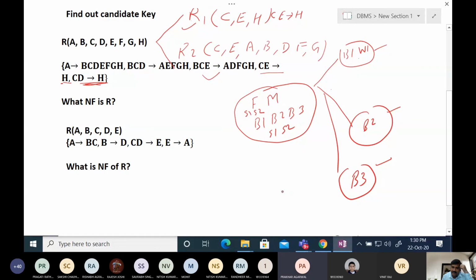Sir, CD determines H. Yeah. So CD determines H is left in R2. Okay, yes, sir. CD determines H is not held in R1 nor R2. As per the Heath theorem, we will decompose now R1 and R2.